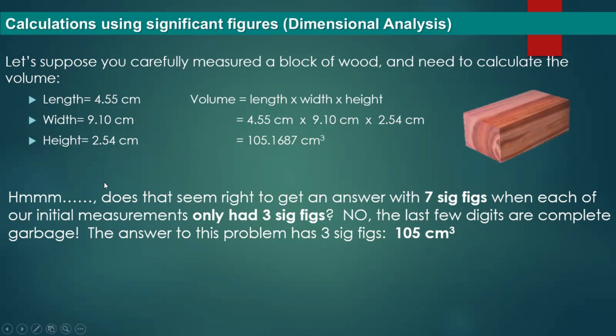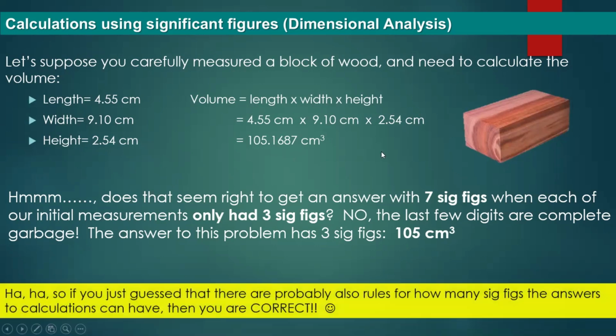So we've got 3 significant figures here, 3 significant figures here, 3 significant figures here, and we have 7 significant figures here. Does that seem right to you? That we're multiplying 3 things with 3 significant figures and then expect that our answer should have 7 significant figures? That sounds a little questionable. So the answer is no, and we need to only count the first 3 significant figures. So our answer should be 105 cubic centimeters.